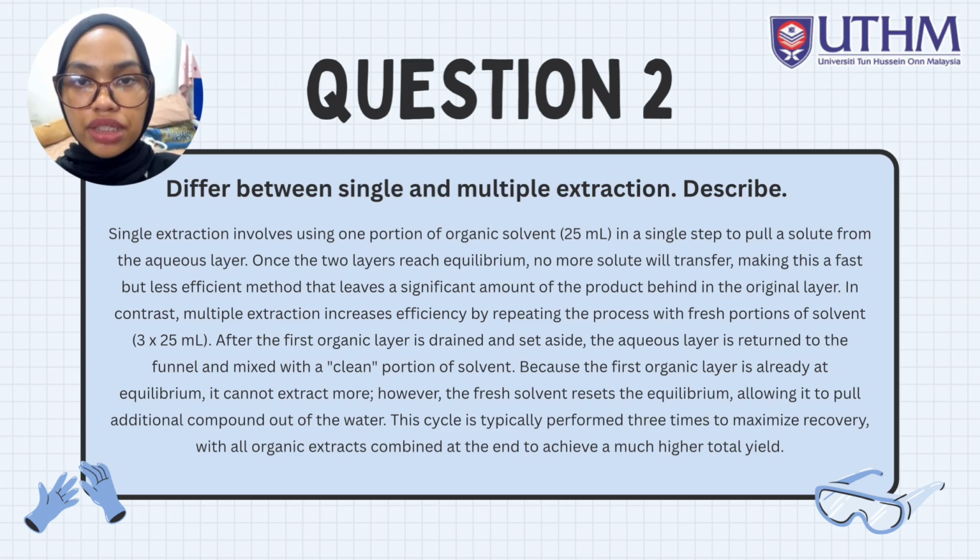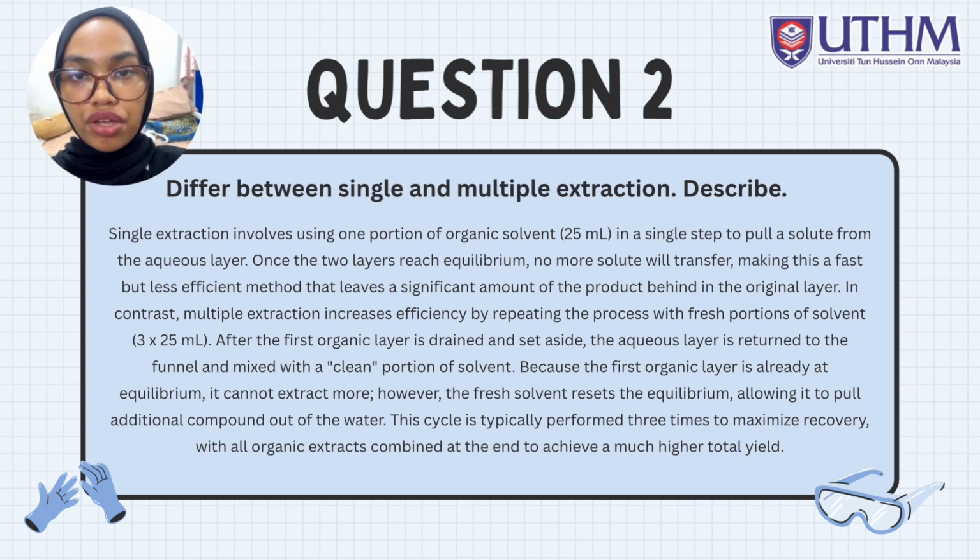In contrast, multiple extraction increases efficiency by repeating the process with a fresh portion of solvent. After the first organic layer is drained and set aside, the aqueous layer is returned to the funnel and mixed with a clean portion of solvent, because the first organic layer is already at equilibrium. It cannot extract more. However, the fresh solvent resets the equilibrium, allowing it to pull additional compound out of the water. This cycle is typically performed 3 times to maximize recovery, with all organic extracts combined at the end to achieve a much higher total yield.